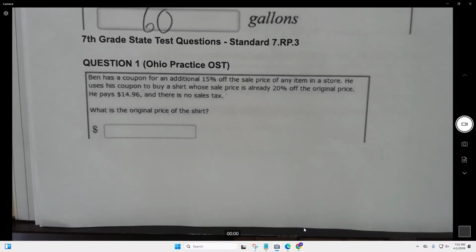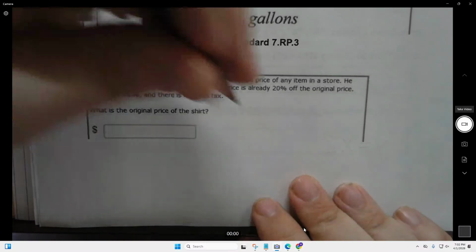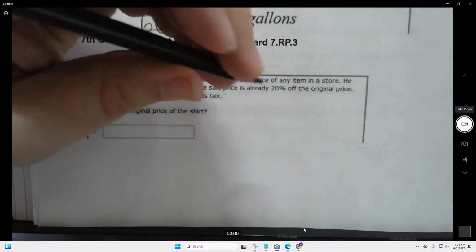So, first we have to figure out how much he saved.